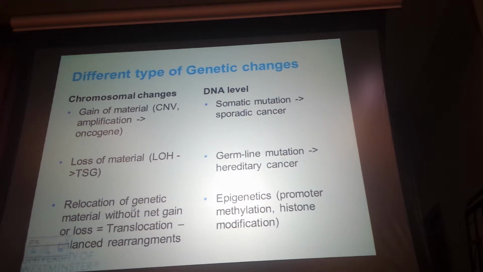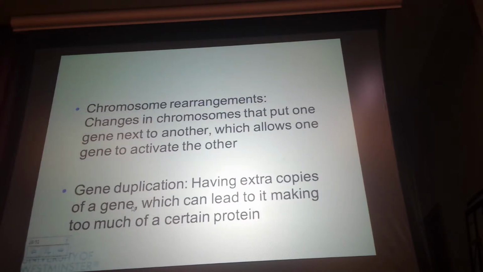So that's at the chromosomal level, but you can have also mutation that occurs at the DNA level. So in sporadic cancer, it's going to be a somatic mutation, and if it's a germline mutation, then it will cause hereditary cancers. But there's not only genetic mutations at the DNA level that change the nucleotide, or small deletion or insertion. You can have also what we call epigenetics. And epigenetics can be the promoter methylation or histone modification. But I'll explain later on more about epigenetics.